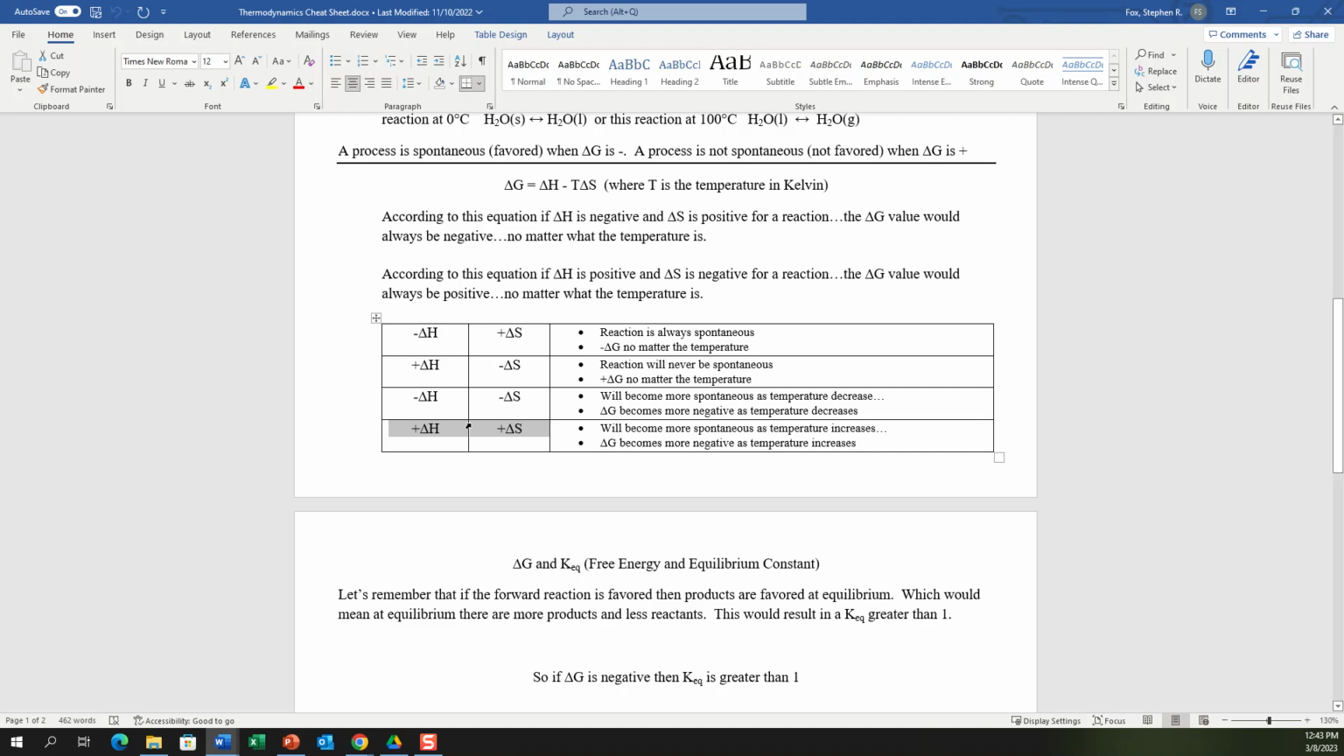favorable the reaction is. So if this is your combination, a positive delta H, positive delta S, if that's what you have, delta G is going to decrease as temperature increases. And the way to interpret that, if I tell you delta G is going to decrease as temperature increases, what I'm saying is that the reaction becomes more favored as temperature increases for this combination.